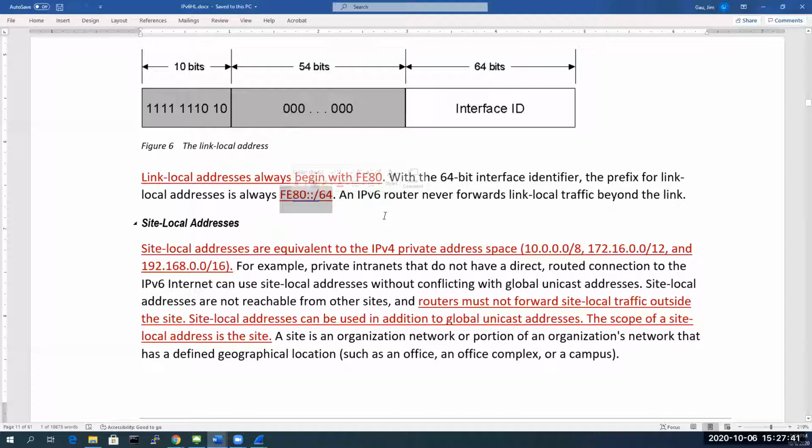And in my previous exercise, we actually gave FE80::10 to the ASAv firewall security appliances to do the exercises of IPv6. We actually assigned FE80::10 and /64 as the syntax in the Cisco device. Okay, so that's the format of the link local address.